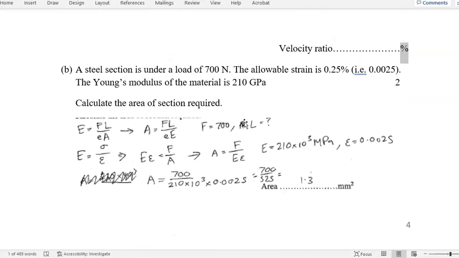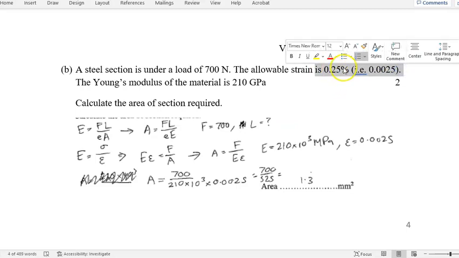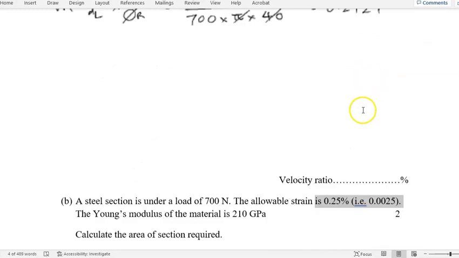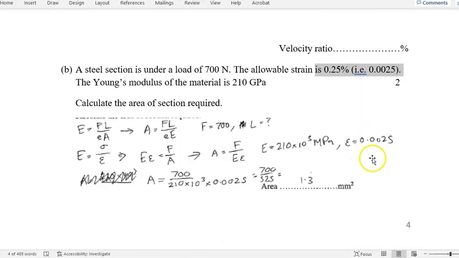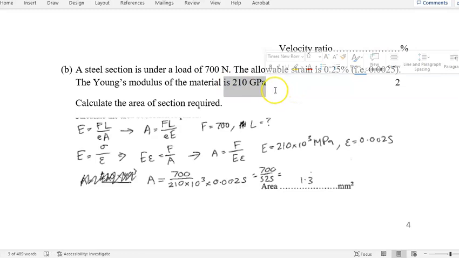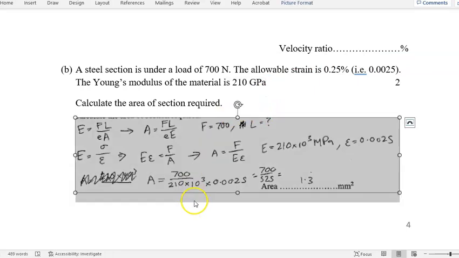Okay, so now we've got an E equals F L over A E question. A steel section under load 700, the allowable strain. So here, just because I didn't want people to get confused, I explained that 2.5% is the same as 0.025. That would be helpful to this person here, right? The Young's modulus is given in gigapascals, 210. So that's the Young's modulus for mild steel, right? You might be able to recognize that number. That can be helpful. Calculate the area of steel required.